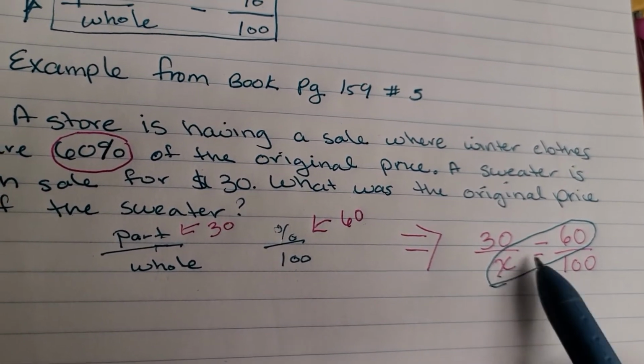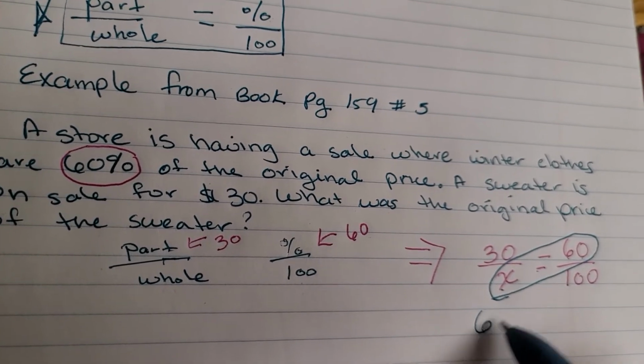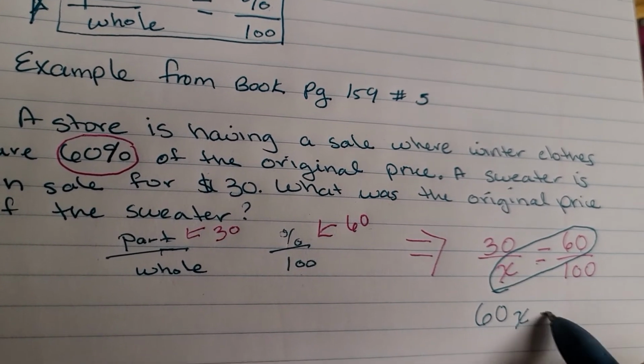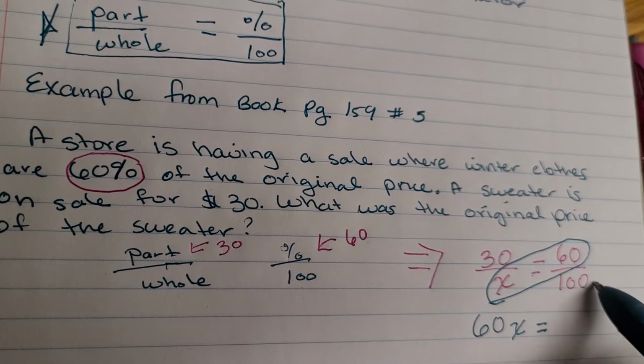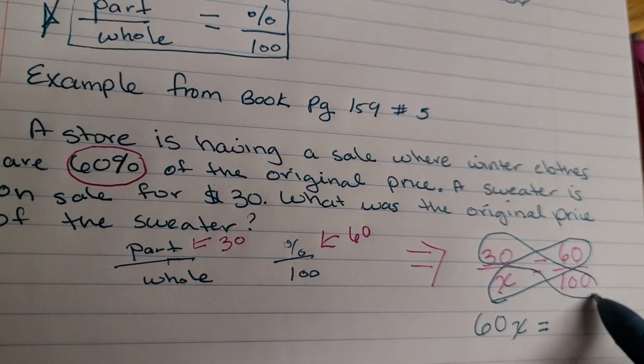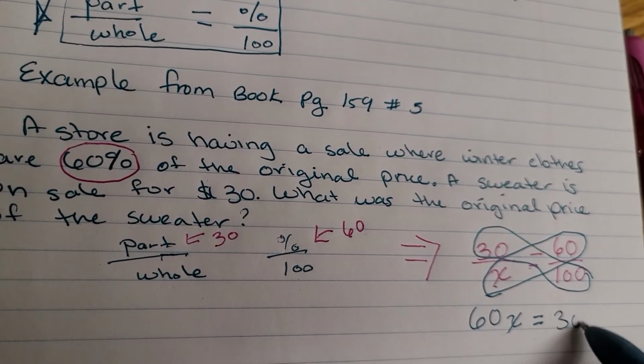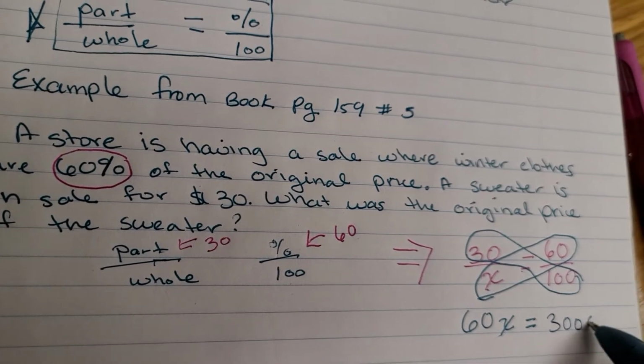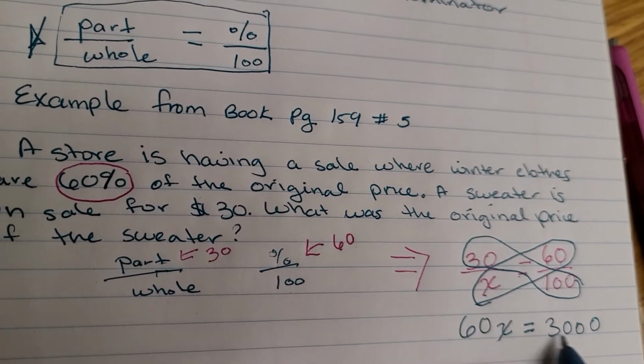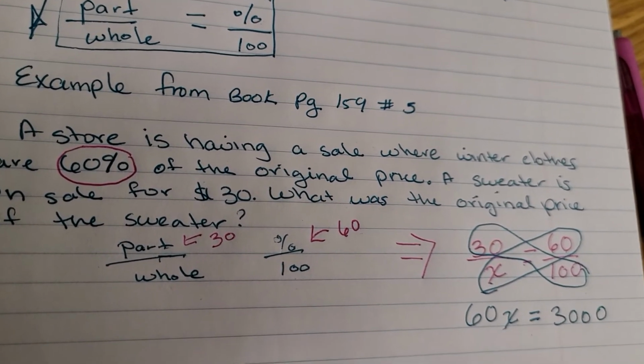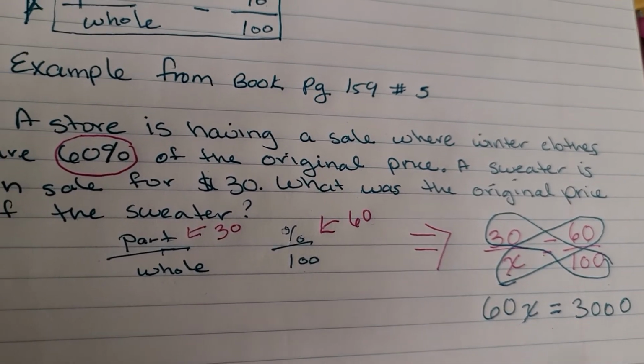So what is X times 60? Well, that's 60X. Okay, now what is 100 times 30? Well, that's 300. Nope, that's 3,000. Okay, you have 30, then you have 2 more zeros. Now you have that one-step equation.